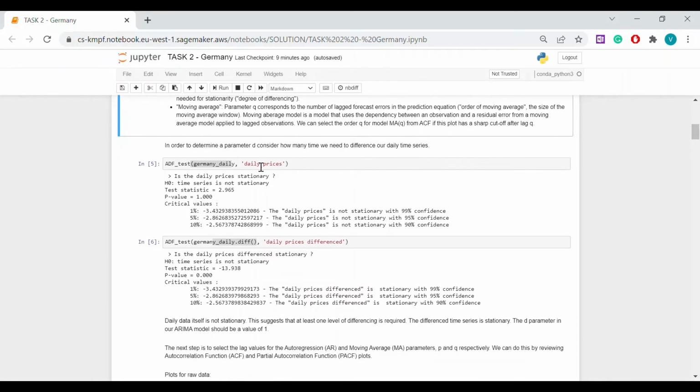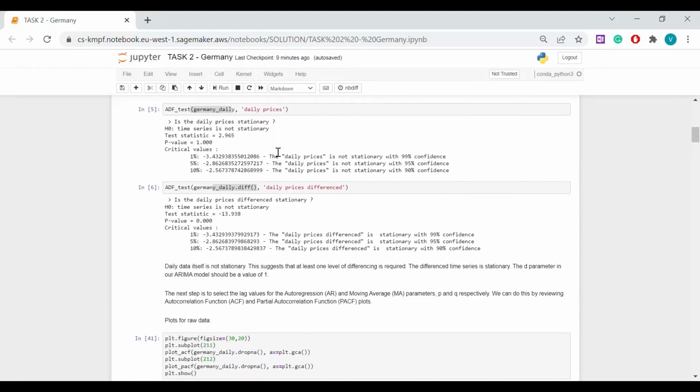So, for example, for our time series, in order to determine the parameter D, we consider how many times we need to difference our daily time series. So we already know that the time series itself is not stationary, but the differenced time series is stationary. So in our case, the parameter D for the ARIMA model should be a value of 1, at least 1.